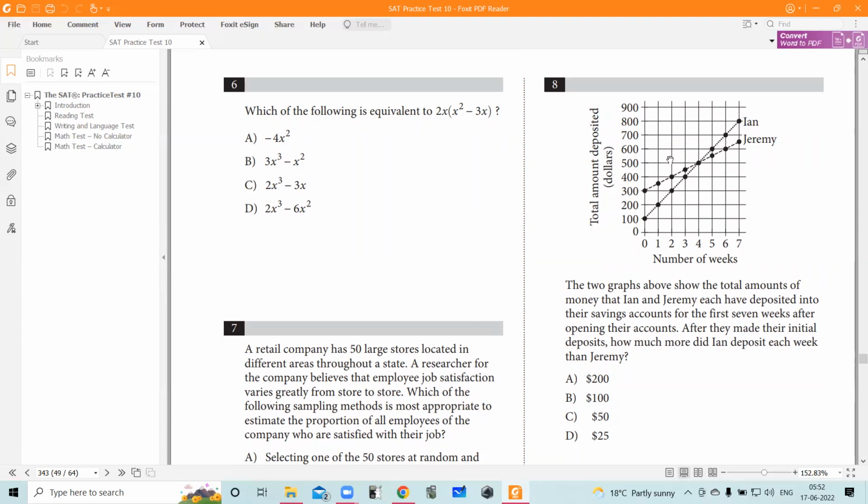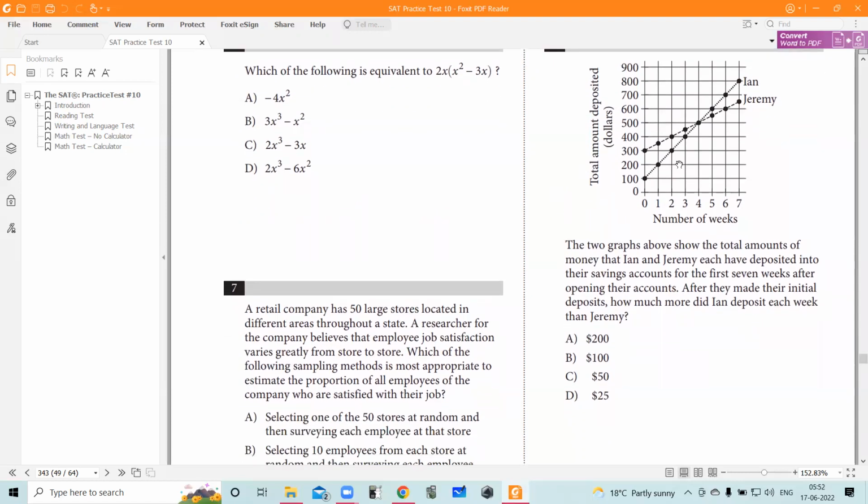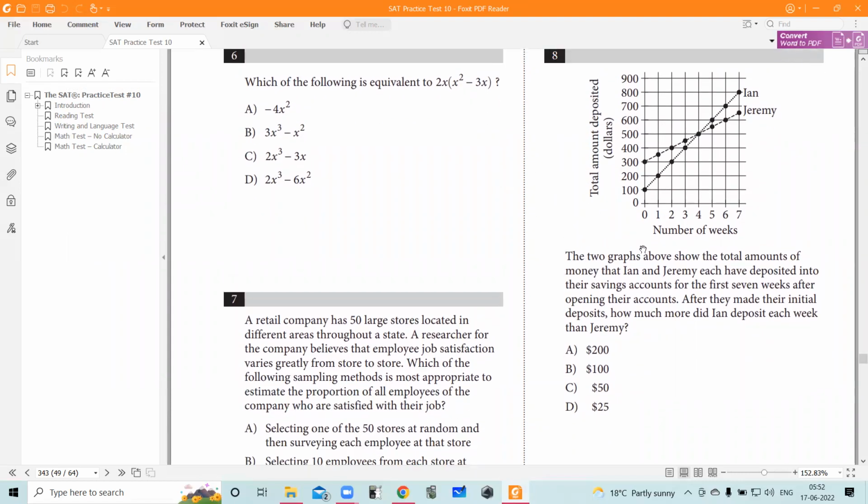Is that clear till now? Now I'll read the question to make it more clear. The two graphs above show the total amounts of money that Ian and Jeremy each have deposited into their savings account for the first 7 weeks after opening their accounts. After they made their initial deposits, how much more did Ian deposit each week than Jeremy? So we have to check how much is the increase in Ian's amount as compared to the increase in Jeremy's amount.